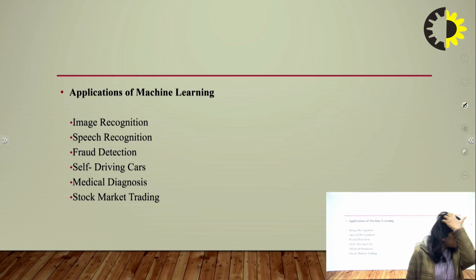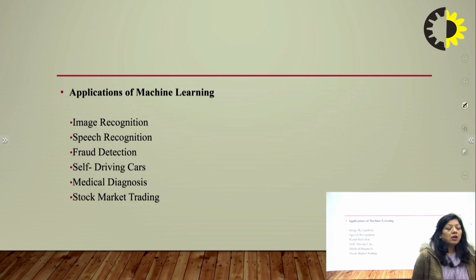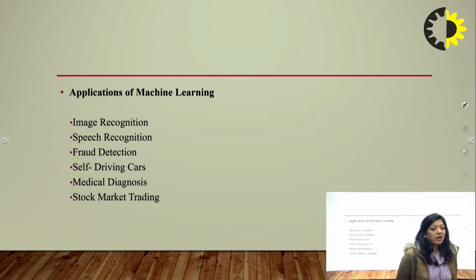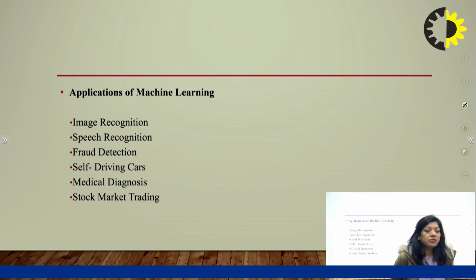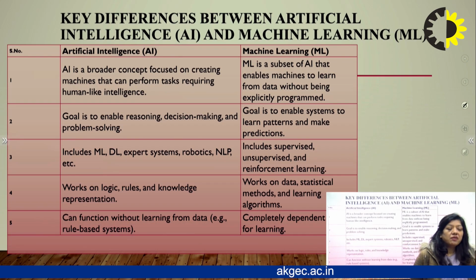Now, the next is: what are the applications of machine learning? We have many applications related to machine learning, like image recognition, speech recognition, fraud detection, self-driving cars, medical diagnosis, and stock market trading. These are all applications of machine learning which we generally use right now in our daily life routine. Now, what is the key difference between artificial intelligence and machine learning?